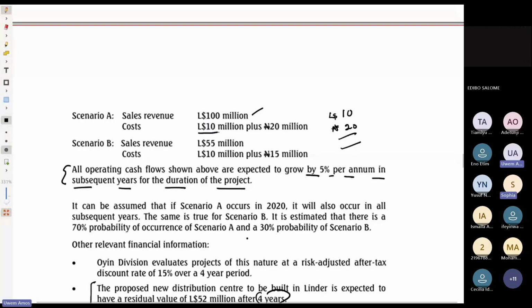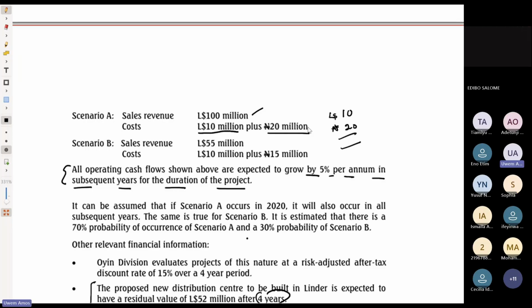Yes, 10 million as the total cost. Listen, please pay attention as I explain it. This is total cost: 10 million Linderian dollar plus 20 million naira. We cannot add naira and dollar directly. You cannot say 100 naira plus $100 equals 200. You have to convert one to the other so that they are both in the same currency. Because we are computing the value in Linderian dollar, we need to convert the naira value to Linderian dollar.